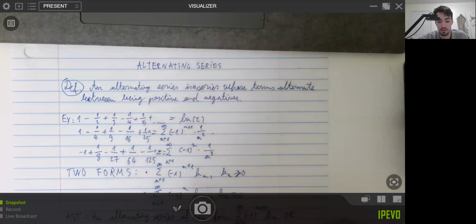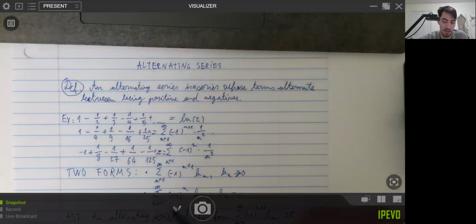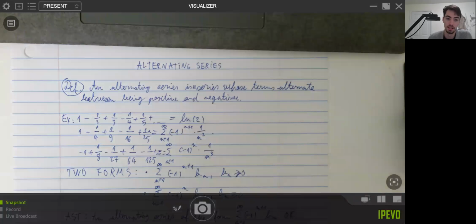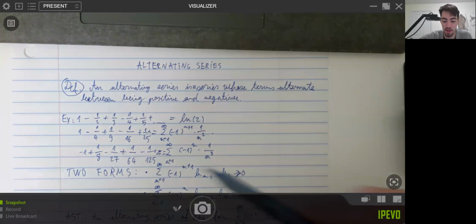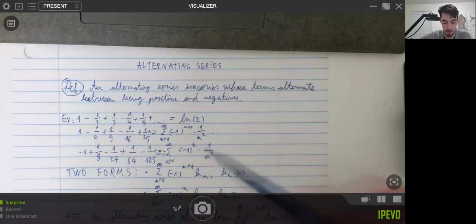And lastly, note that in the definition, we did not require the first term to be positive. So we can just start with a negative number and then add a positive one, and then subtract something, add something, and so on and so forth. So, for example, -1 plus 1/8 minus 1/27 plus 1/64 minus 1/125 and so on. This can just be written as the sum from n equals 1 to infinity of -1 to the n times 1 over n cubed.